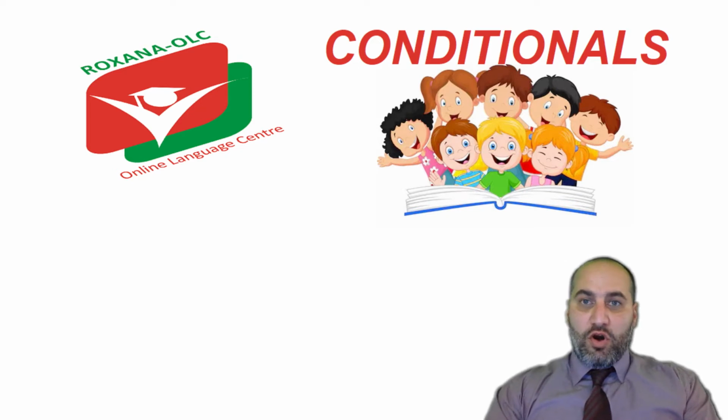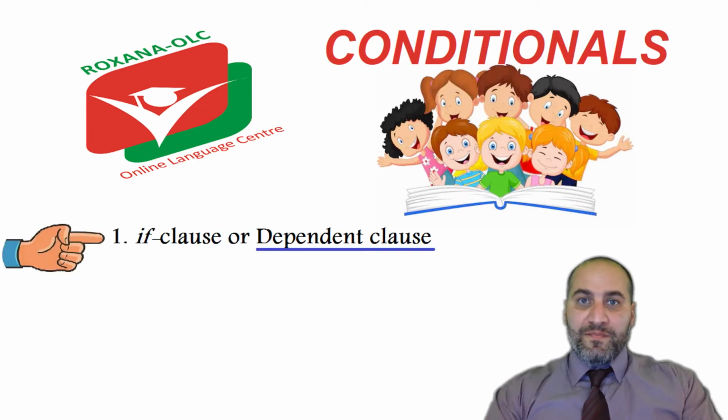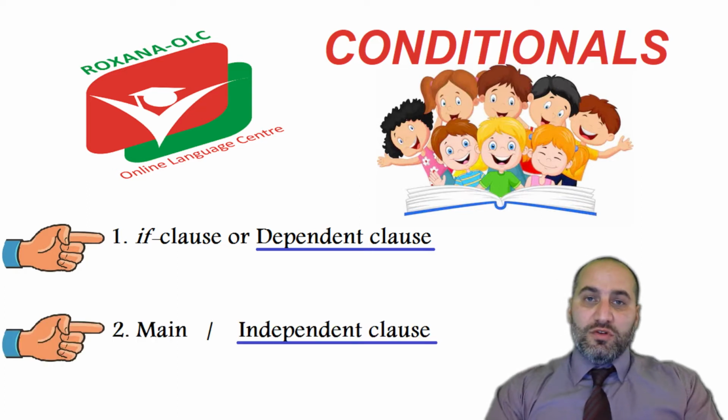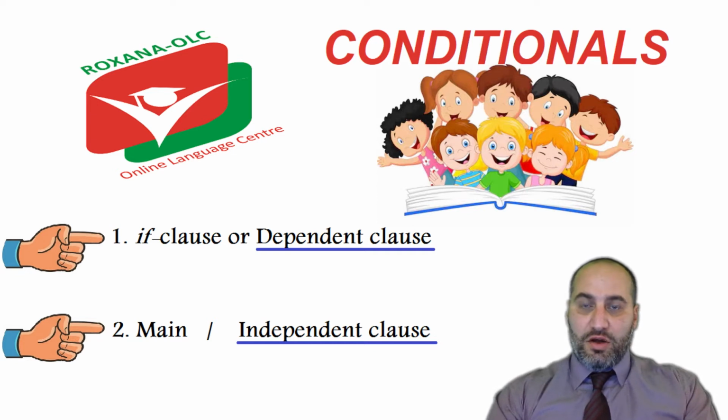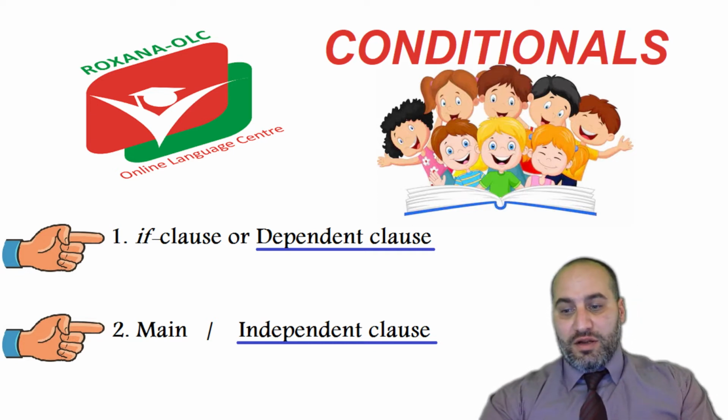So the first part, which includes if, is called the dependent clause, or otherwise you can call this the if clause. And the second part, which is a full sentence, is called the independent clause. So every conditional sentence, to recap the issue, is divided into two parts. One part is the if clause and the other part is called the independent clause.